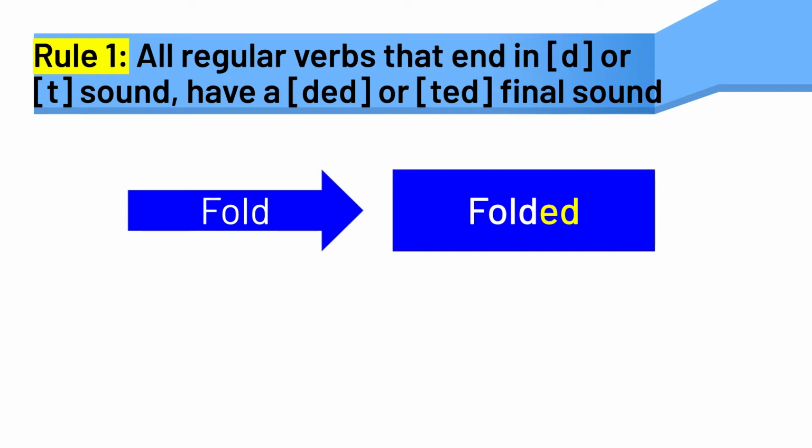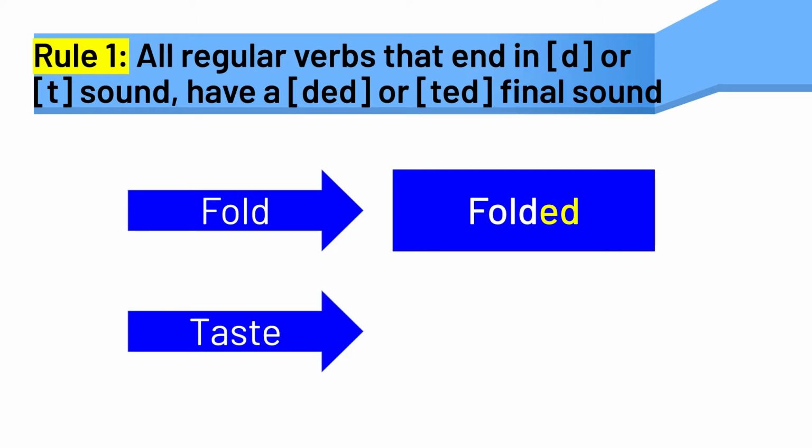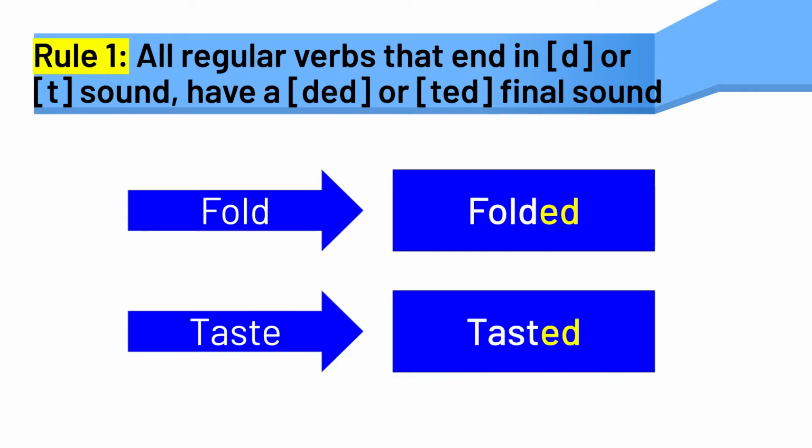Here's another example, but this one ends in a final T sound. The regular present tense verb is taste. The word ends in a final E, but notice that the final sound is T in T-A-S-T-E. Taste. The rule is that if the verb has a final D or T sound, you add the T sound. This means that taste becomes tasted.